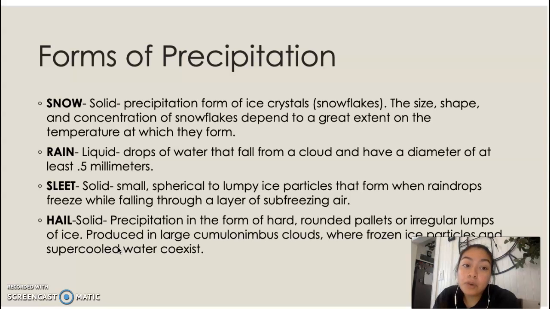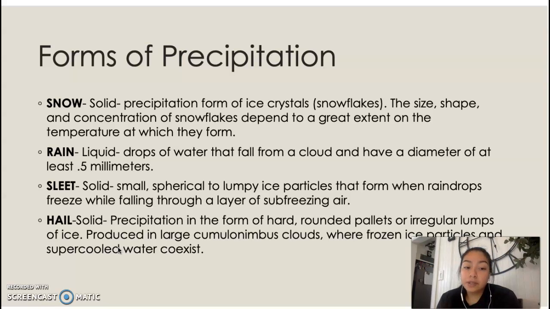We will cover four forms of precipitation: snow, rain, sleet, and hail. Snow is a solid precipitation, a form of ice crystals, otherwise known as snowflakes. The size, shape, and concentration of snowflakes depends to a great extent on the temperature at which they form. Rain is a liquid, drops of water that fall from a cloud and have a diameter of at least half a millimeter.